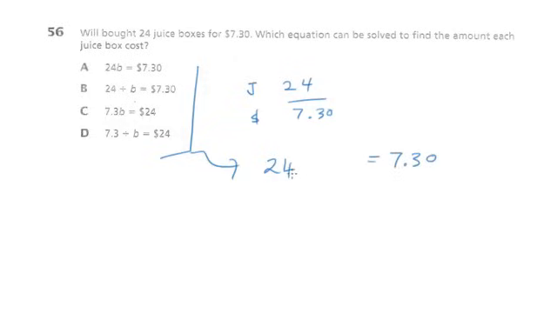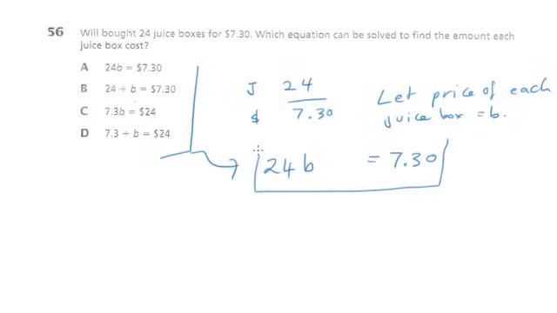Now, if you bought 24 of them, the total cost really depends on the price. So let's just say the price of each. Let the price of each juice box equal B. So therefore 24 times the price of each equals this. This equation can be solved to find the amount that each juice box cost. And so let's just try and compare them. Looks like A is the correct answer for 56.